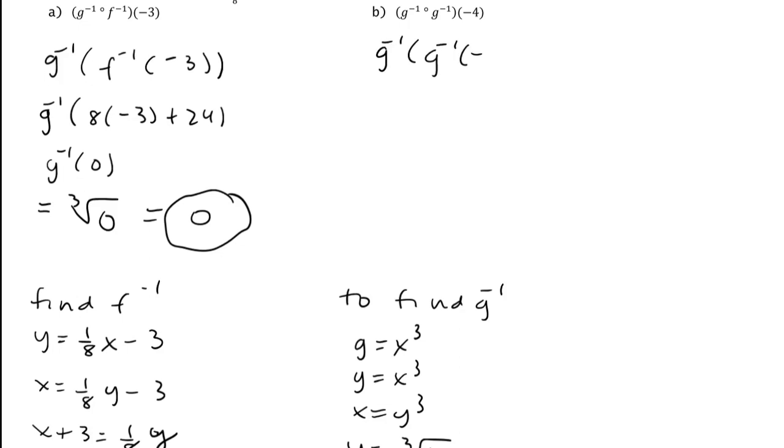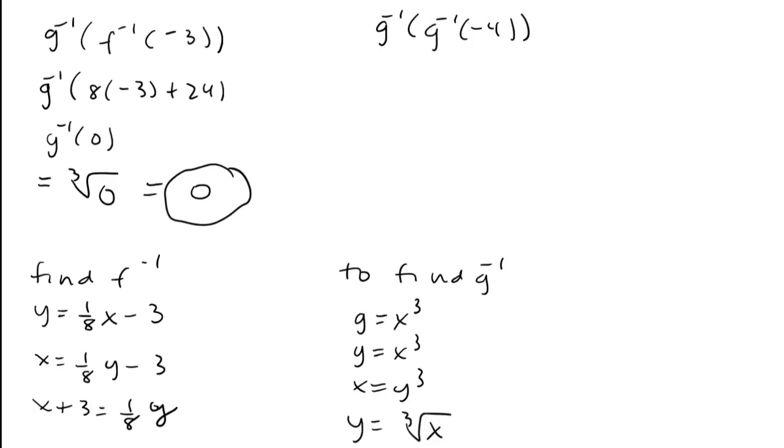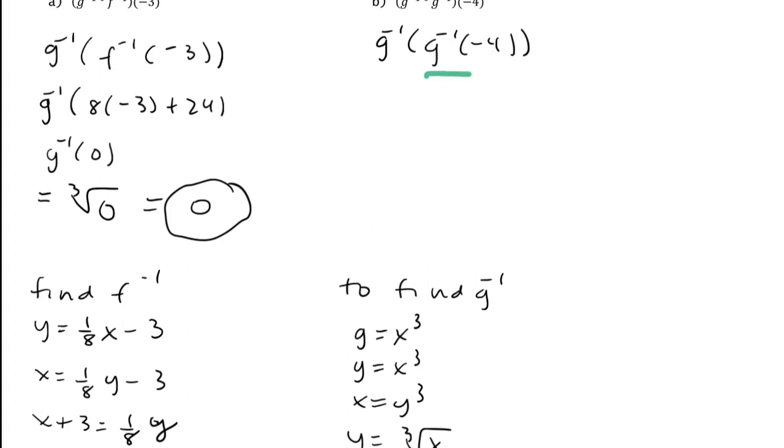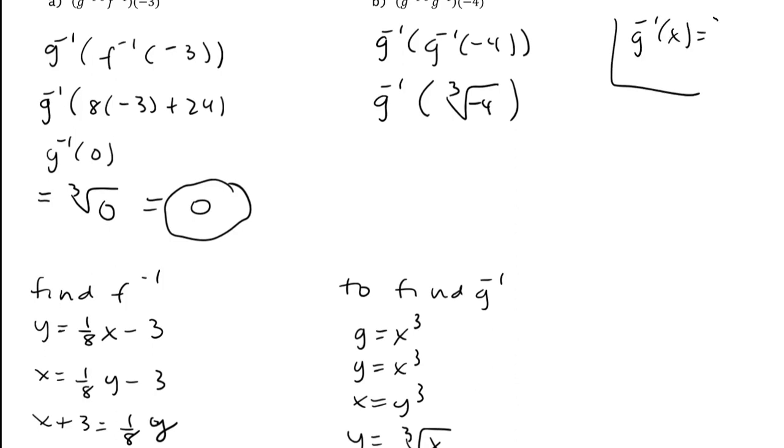Okay, composition with the circle, let's write it twice. G inverse of negative 4. We have to find G inverse of negative 4. Okay, look at G inverse down here, cube root of x. So we're going to find the cube root of negative 4. So G inverse is the cube root of negative 4. Now, I don't know what that is. And remember, let me write this off to the side. G inverse is the cube root of x.